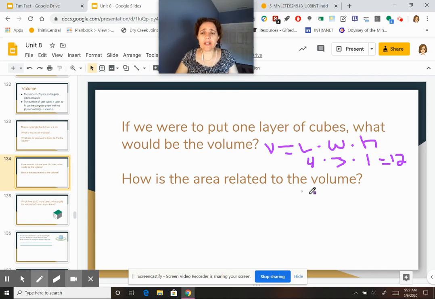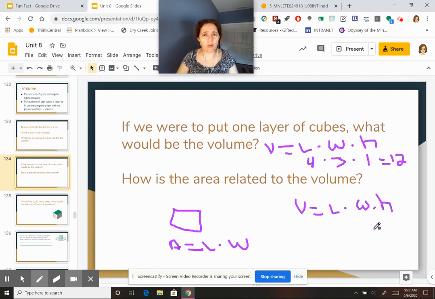Now, how is this related to volume? Well, as you saw in the previous one, remember that area is equal to length times width, and volume is equal to length times width times height. So how are they related? Stop the video and think about it and then come back to me.